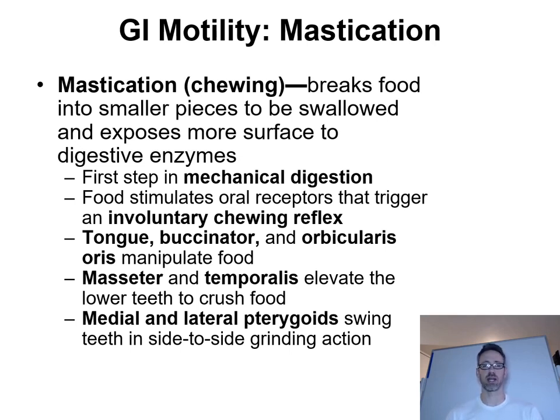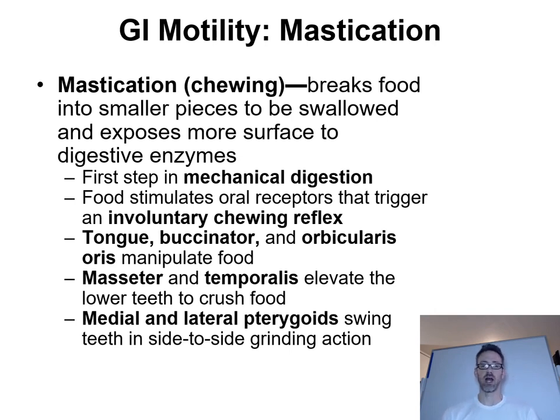So as part of this mechanical digestive process, the food is going to stimulate oral receptors that trigger an involuntary chewing reflex. Most people don't realize this. We can override that, of course, and do it voluntarily. But when we start to chew, we tend to not really think about it so much, and it becomes an automated sort of response. And so what happens is our tongue, our buccinator, which is really the muscles within our cheeks, and the orbicularis oris around our mouth help to manipulate the food within the mouth so that we can break it up effectively and expose it to some of the digestive enzymes as well.